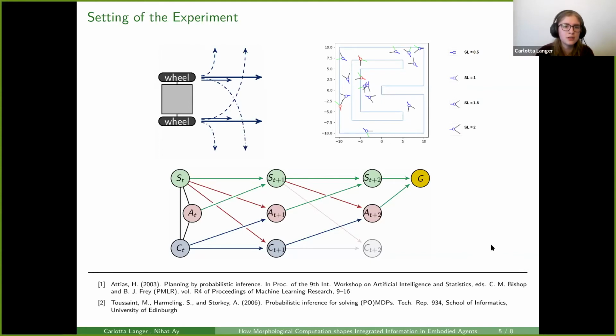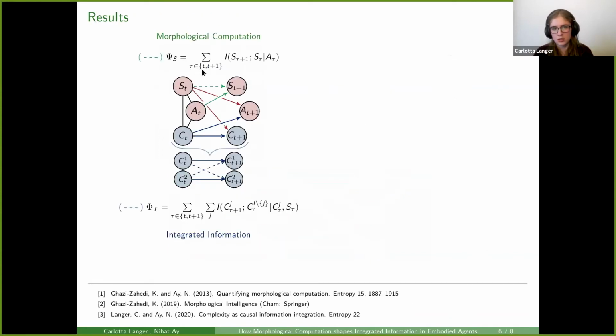So let's get to the results. These are the actual measures that we use. So morphological computation, again, is the perspective from the outside. So here we measure the information that's relevant from the agent that's flowing through the environment. And on the other side, we have integrated information where we measure how much information is integrated across different points in time, across different types of nodes. So here in our example, the agents only have two controller nodes. Therefore, these are the dashed connections here.